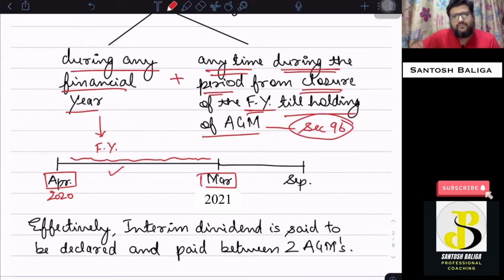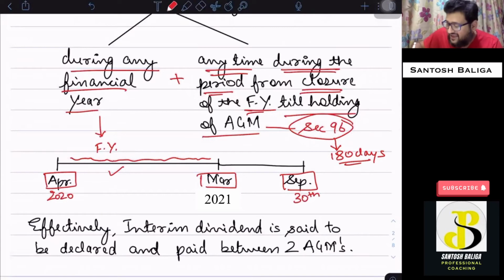I will give an I button so that you can refer to that particular video also. Now, coming back to the point, the holding of the AGM can be up to 30th of September, that is 180 days from the closure of the financial year. So it may be up to 30th of September.